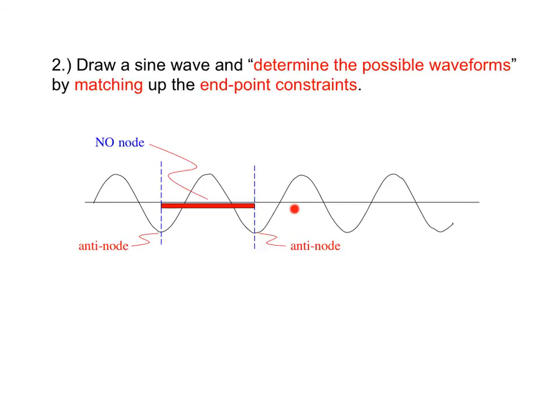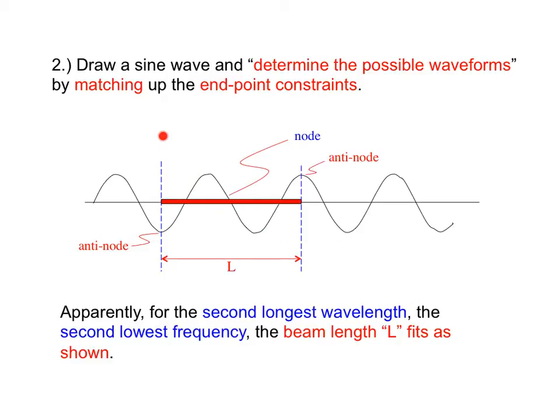So we go out to the next antinode. So what do we now have? Well, we've got an antinode here. We have an antinode here, so our endpoint constraints are matched up. And lo and behold, in the center, we have a node. So apparently this particular wavelength can stand on this bar, given that the bar is constrained in the center. And in fact, this corresponds to the second longest wavelength or the second lowest frequency that can resonate on this bar.